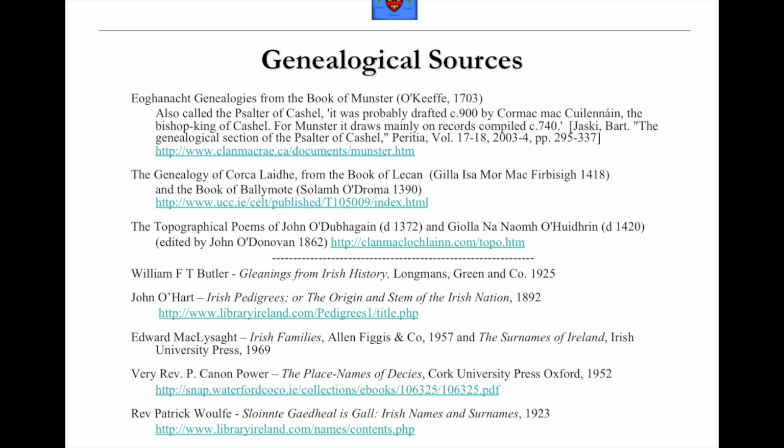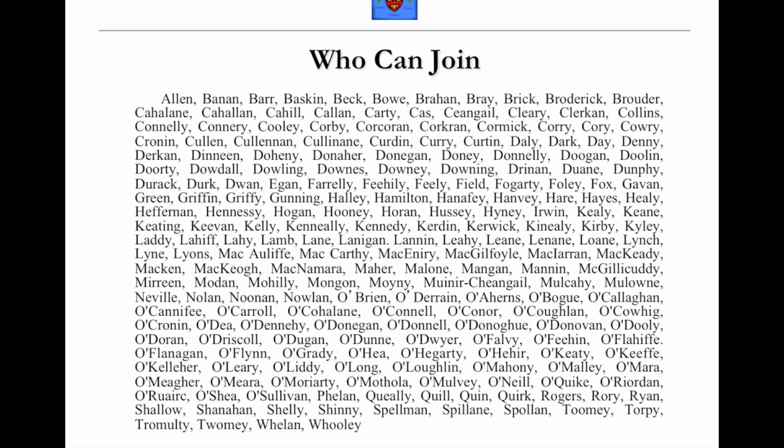Now, in order to decide who we were going to invite to join this project, we studied a number of genealogical sources. The top three are the most important insofar as they're the oldest, but we used a combination of other sources as well to help us identify all the names that we wanted to try to get to participate. And there's a list. Now, that's a huge list. There's probably more than that now since we actually created the slide. We don't have members from all of them yet, but hopefully at some stage we might.